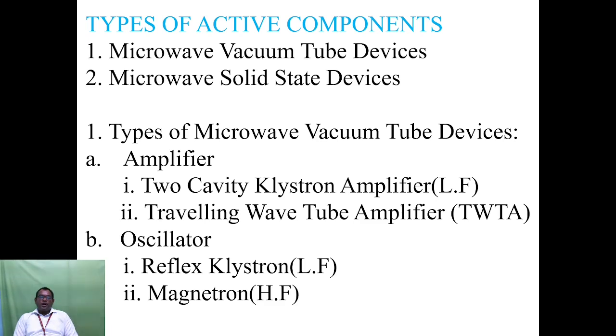Similarly, the oscillator has two types. The one used for low frequency is called the reflex klystron, and for high frequency applications it is called the magnetron. So these are all the different types of vacuum tube devices in the microwave system.